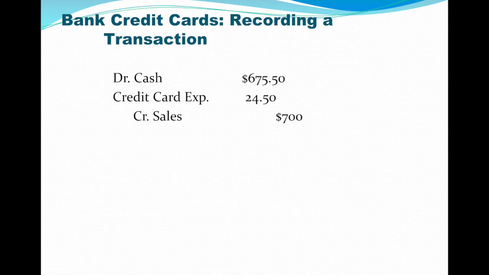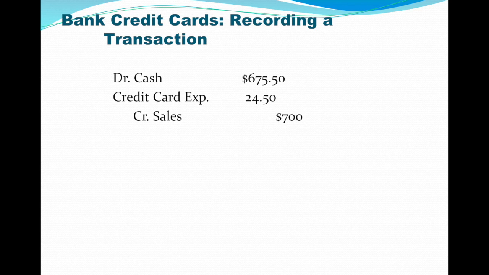Okay, so this is how to record a credit card transaction. Now note that this is from the point of view of the business, not the customer and not the bank company, or the credit card company. So because the bank pays the cost of the transaction right away via wire transfer, we recognize it as cash. So we debit the cash account for whatever the amount of the sale was minus the credit card expense, which was 3.5%. And 3.5% of $700 is $24.50. And then to balance out the entry, we credit sales for the total amount, which is $700.